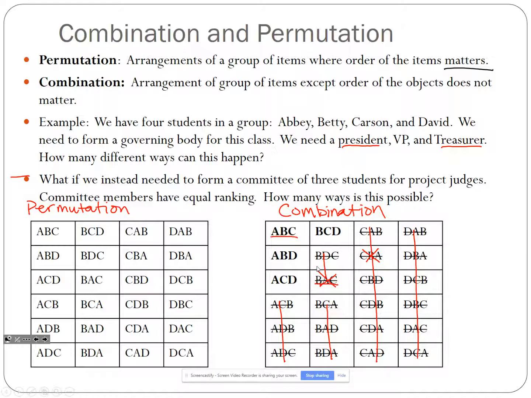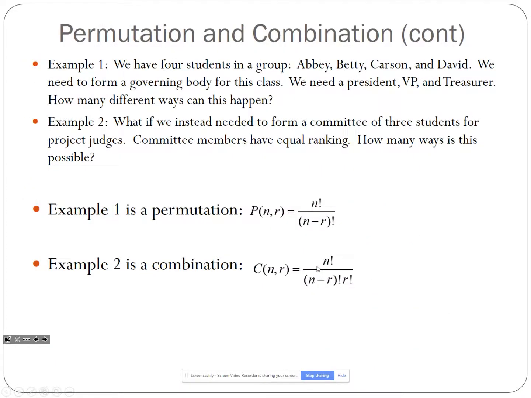So let's take a look at how that looks on an example. So we've got the same problems here. Example 1, we have 4 students in a group: Abby, Betty, Carson, and David. We need to form a governing body for the class. We need a president, vice president, and treasurer. How many different ways can this happen? Again, order makes a difference, so we're going to use permutation. Here's that formula for permutation.